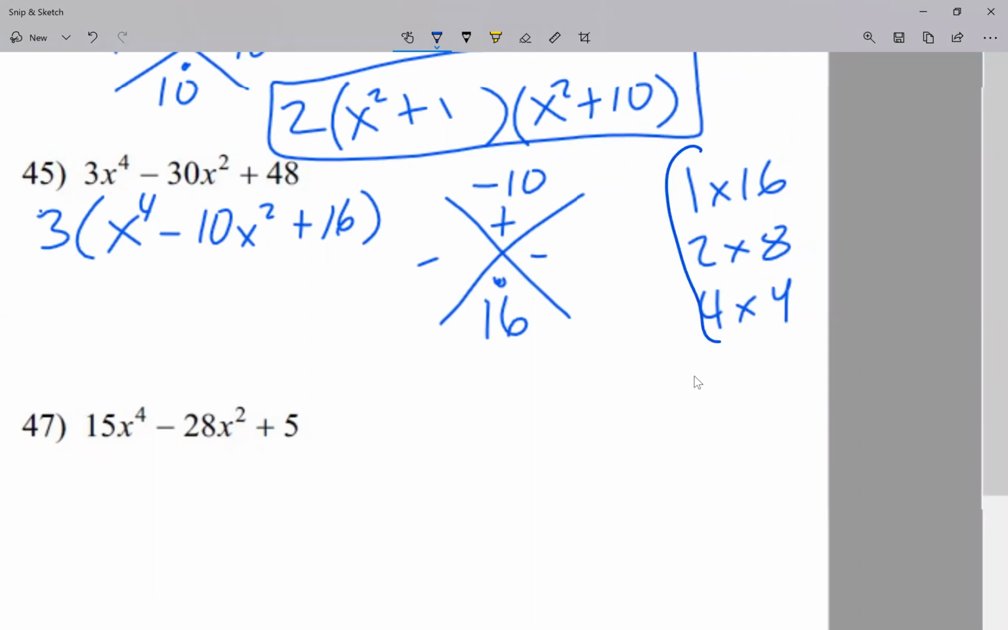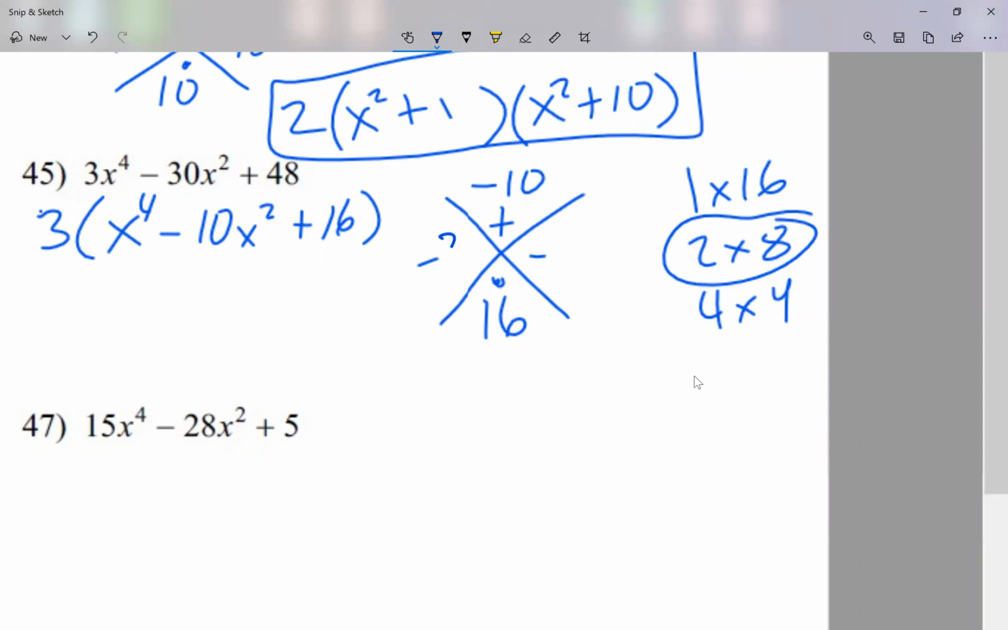Notice how on the left side I was increasing by 1, right? 1, 2, 3 didn't quite work, so 4. So remember, I'm looking for two numbers that multiplied equals 16, but when I add is 10. So I'm looking at negative 2, negative 8.